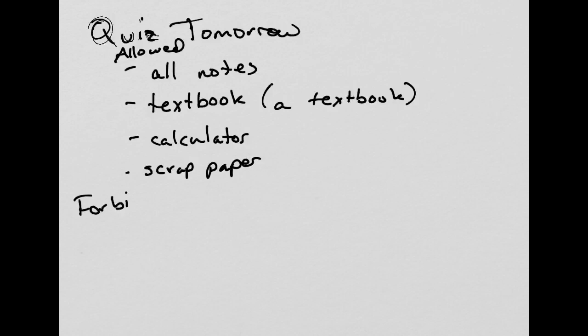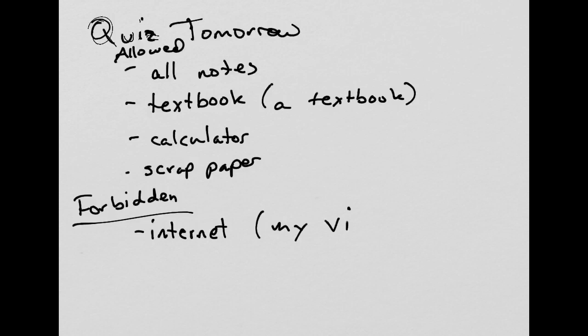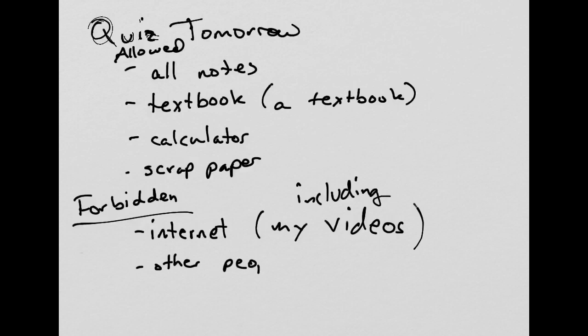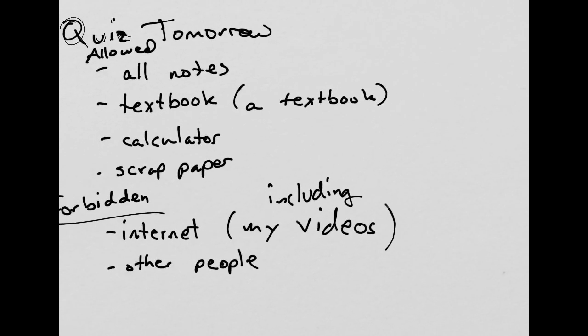Forbidden is internet, including my videos. You can't just play my videos while you take the quiz. And then other people. You cannot work with others. You can't ask your brother or someone else in the class. Forbidden is other people. But otherwise, the quiz is the same thing tomorrow as it was last time. You just are allowed more things.